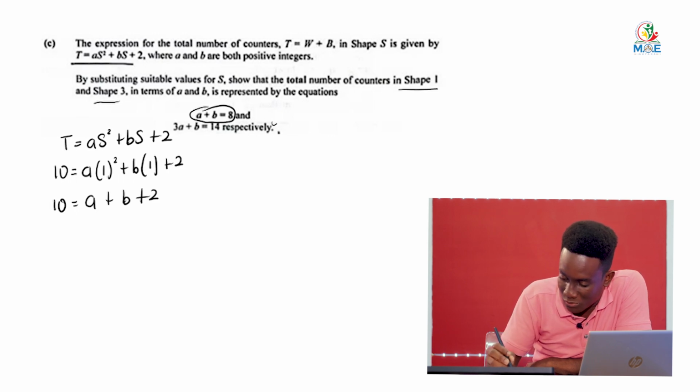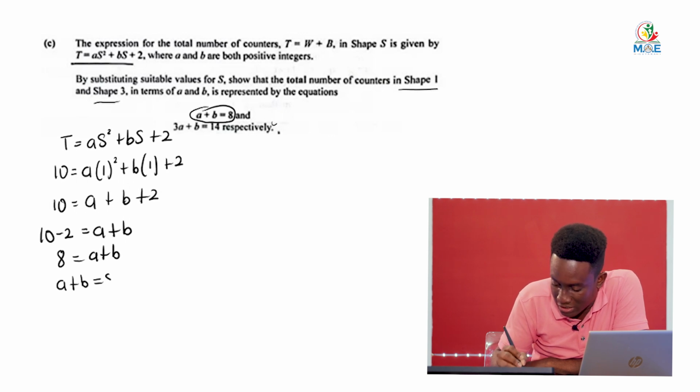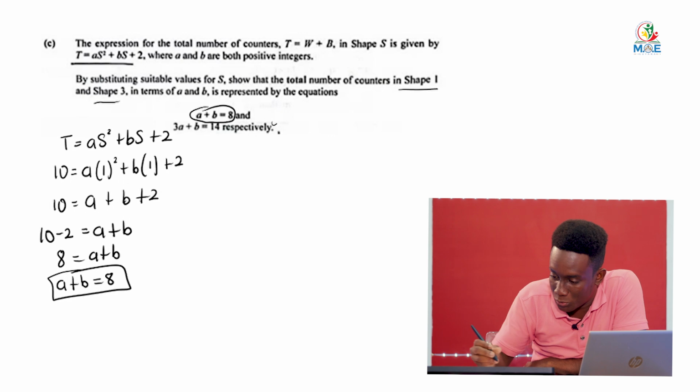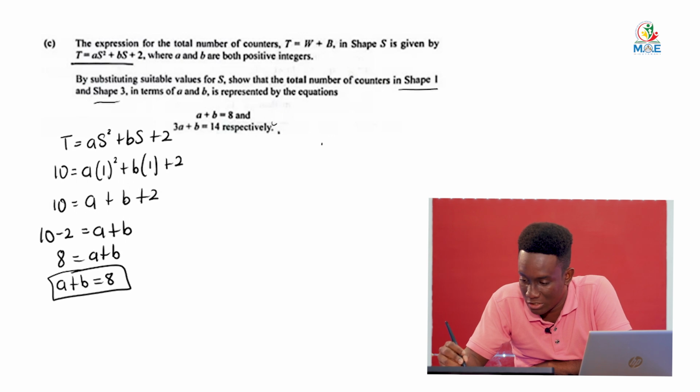Hence, the 2 is adding, so we subtract it, and we'll have 10 subtract 2 is equal to a plus b. So 10 subtract 2 would be 8 is equal to a plus b. So we can simply rewrite this and say a plus b is equal to 8. And that is how we show it for this one. And for the second one, we have 3a plus b equals 14. So we're using the same equation, which is t is equal to as squared plus bs plus 2.